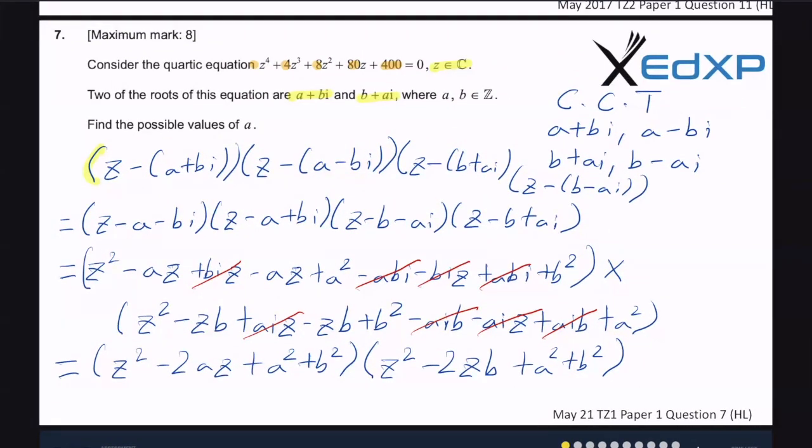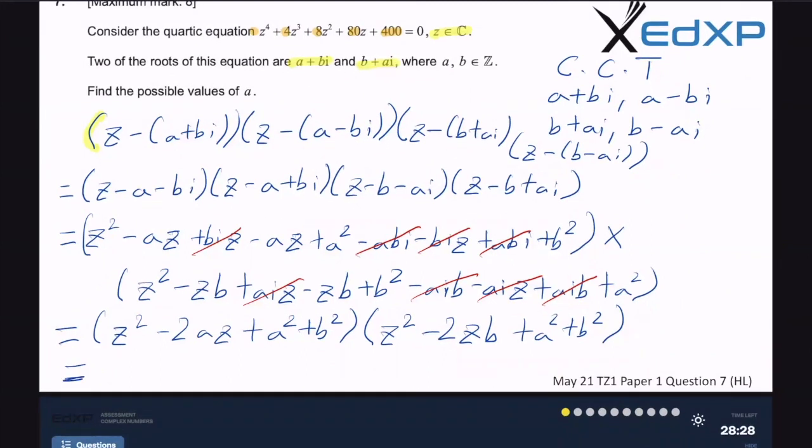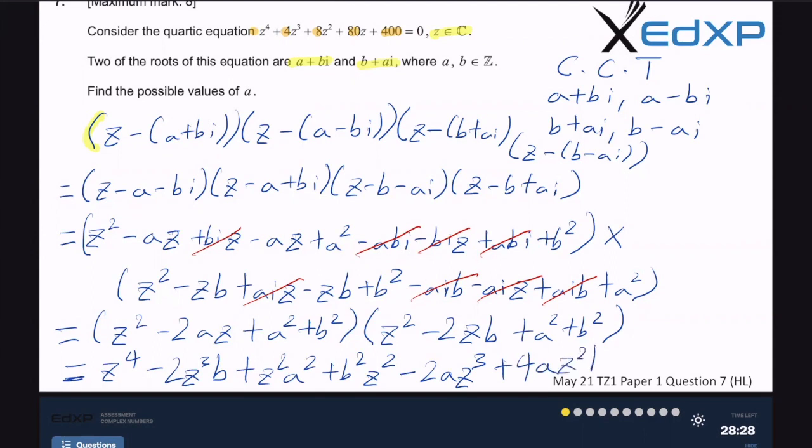Should we expand out one more time? Yes, we probably can. Okay, this is for 8 marks. So we have z to the power 4 minus 2z cubed b plus z squared a squared plus b squared z squared minus 2az cubed plus 4a z squared b.